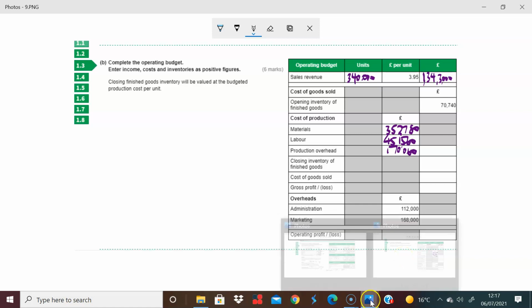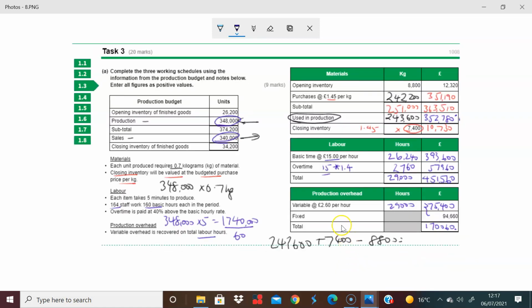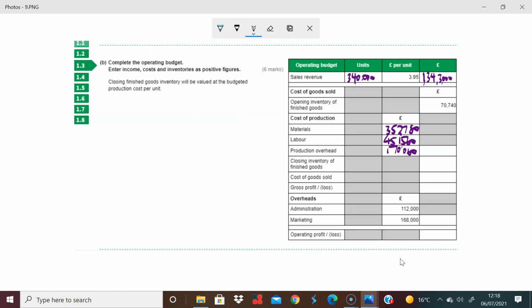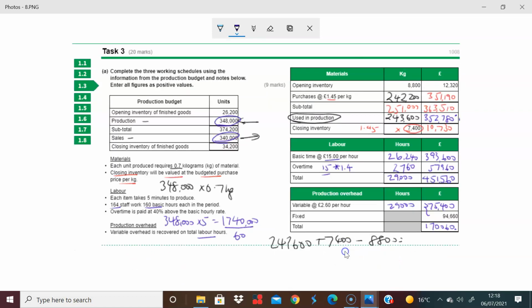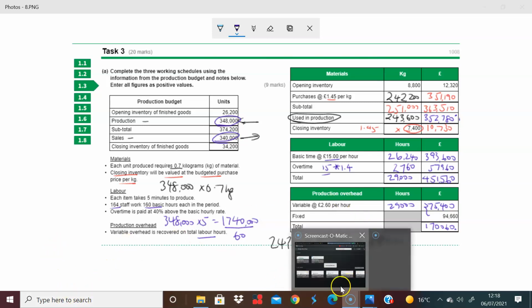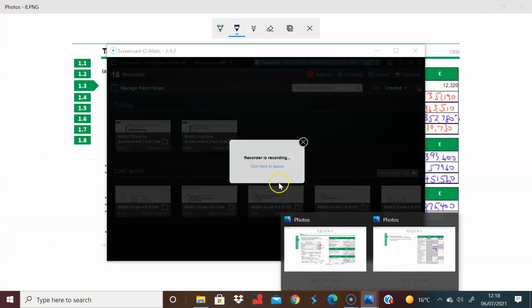And of course, your closing inventory of finished goods. Let's just go back to the other page. Closing inventory of finished goods, here we are, 34,200 units. See how we quickly solve that one. Just sort of pick that out.